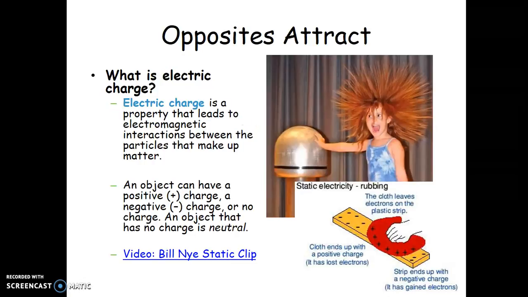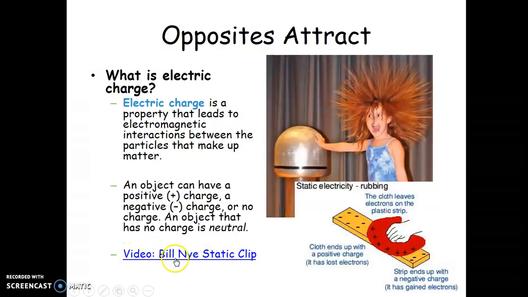What is electrical charge? Electric charge is a property that leads to electromagnetic interactions between the particles that make up matter. Some objects can have a positive charge, some objects have a negative charge, and there are other objects that have no charge at all. This is similar to our atoms, if you remember all the way back when we talked about atoms. And if an object has no charge, we call it neutral.